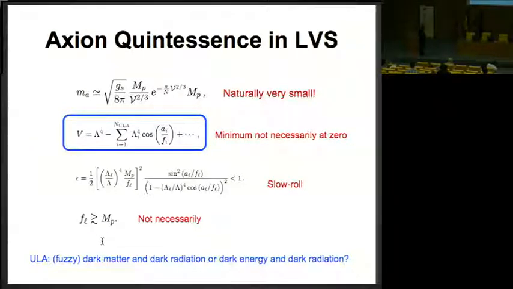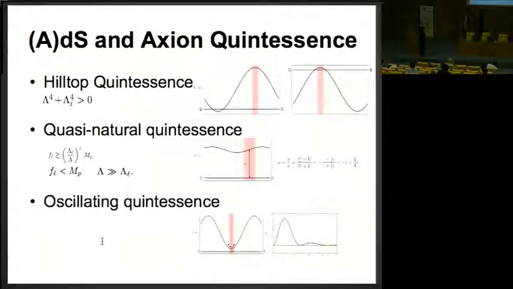To get quintessence, you have to have the corresponding epsilon parameter smaller than 1, and this is the equation. Since this lambda is different from these lambda i's, the standard requirement that f has to be bigger than M Planck is not necessary. So, let me just go to different scenarios. This is AdS and axion, dS and axion quintessence. This is the part where you put the two things together.